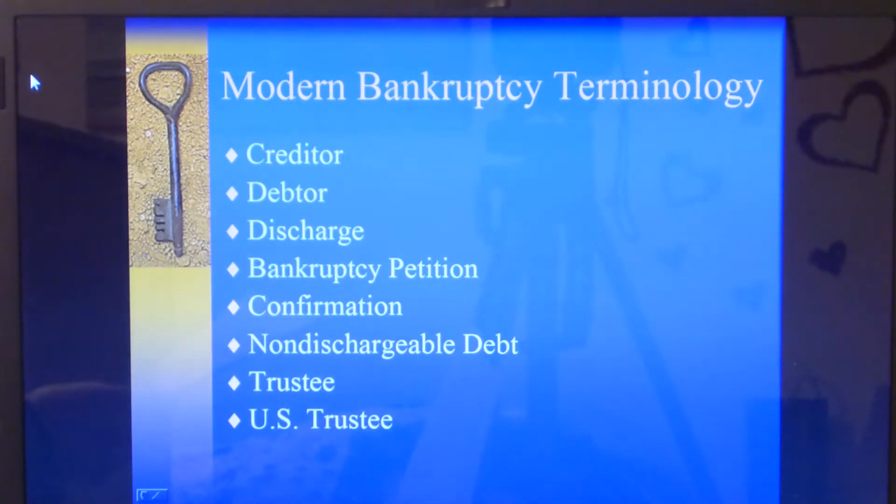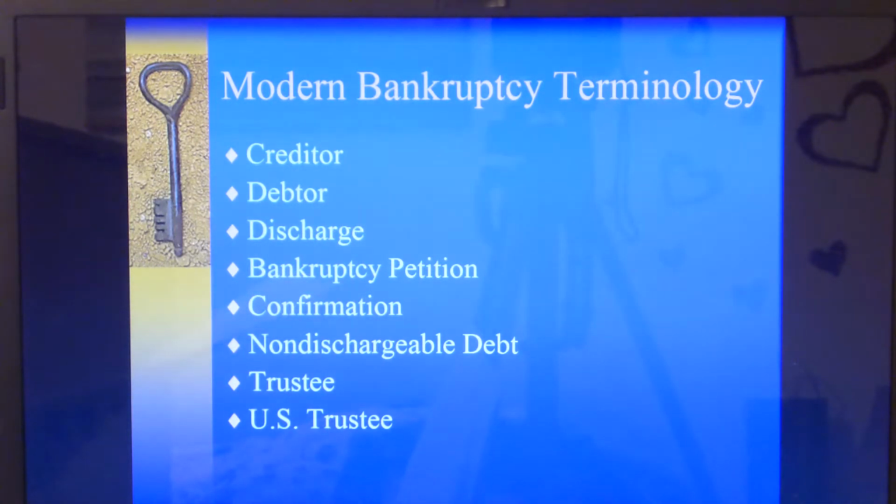Next, I want to cover a few of the modern bankruptcy terminologies, so that further on it'll be clear as to what they mean. So some of the terms are creditor. A creditor is a person who the debtor owes money to, or who claims to be owed money by the debtor. A debtor is a person who has filed a petition for relief under the Bankruptcy Code.